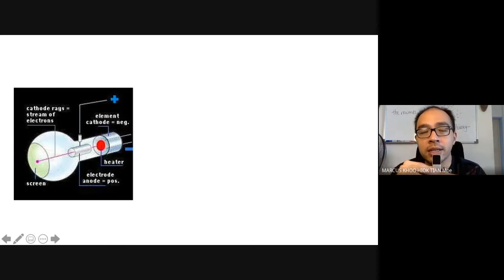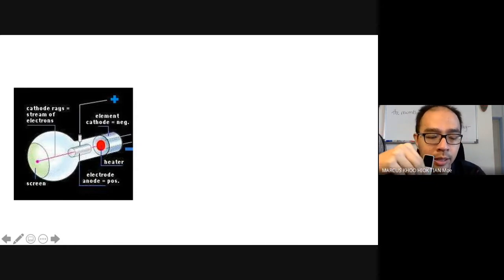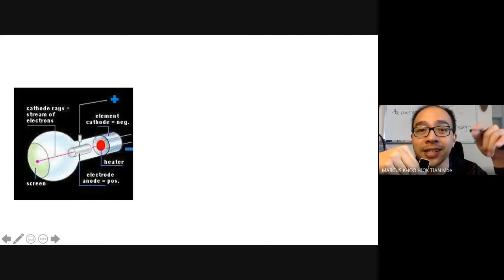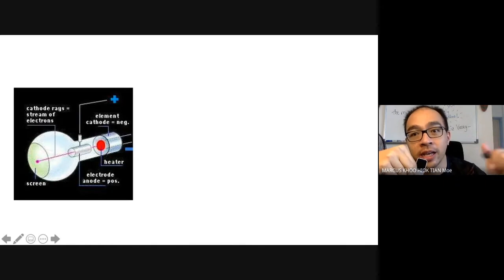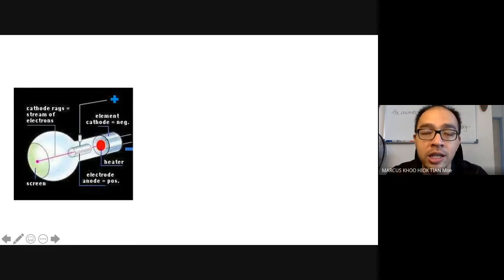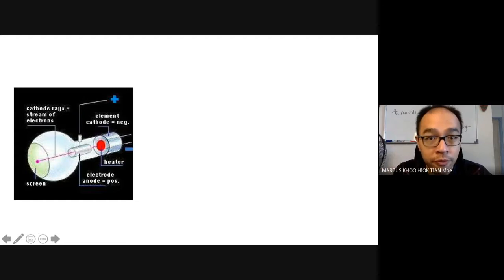Now, the heated surface is not necessarily a flat surface. It can be a filament, a coiled filament. It's still a heated surface. And so when a surface gets heated, the free electrons, electrons that are usually at the valence orbit, are a little bit more free, and they will get enough energy to overcome the pull of the nucleus, and so they will be free.